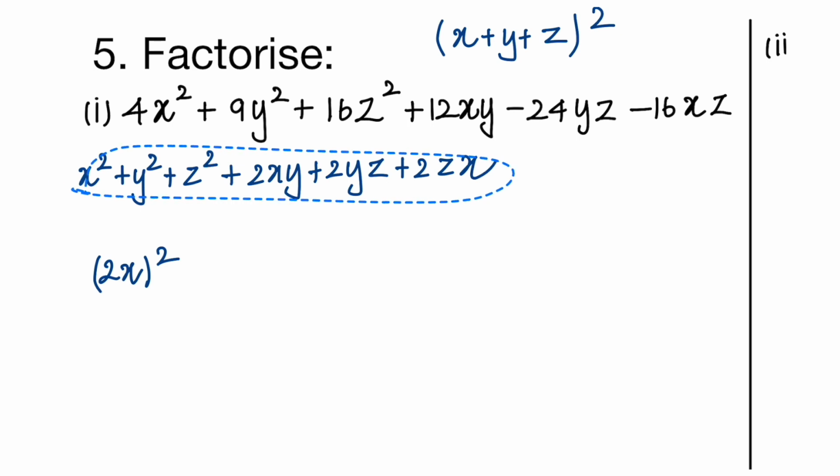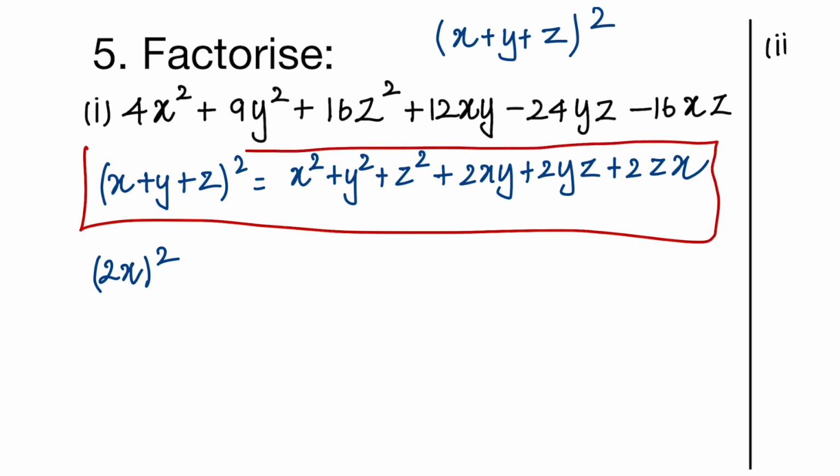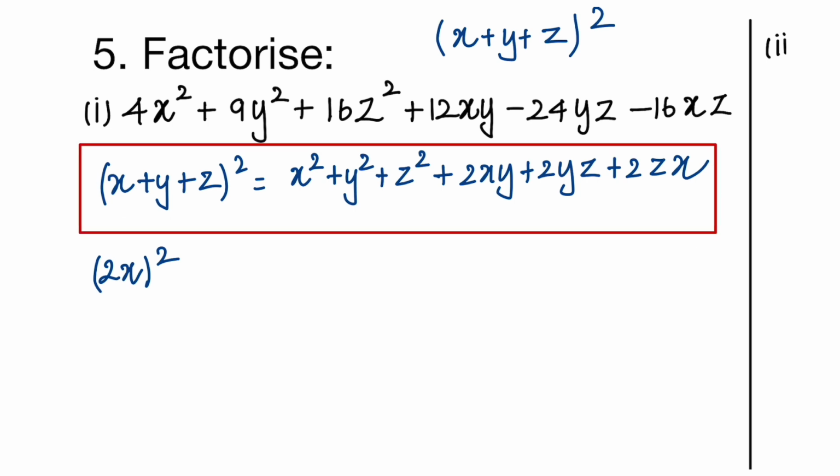I'll move this to the right, and this is x plus y plus z the whole square, which is equal to this. So this is the identity. I'll just have it inside a red box. We are going to use this to factorize this. This 4x squared can be written as 2x the whole square, because 2 squared is 4. And 9y squared can be written as 3y the whole square, because 3 squared is 9. And 16z squared can be written as 4z the whole square, because 4 squared is 16.